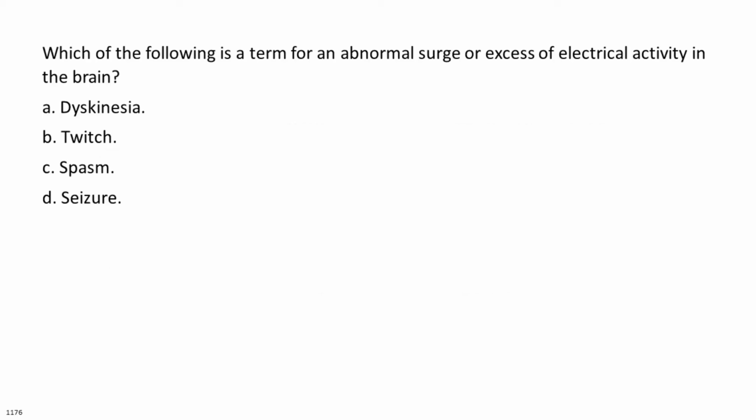Which of the following is a term for an abnormal surge or excess of electrical activity in the brain? A. Dyskinesia. B. Twitch. C. Spasm. D. Seizure.